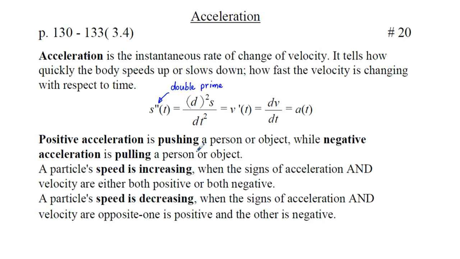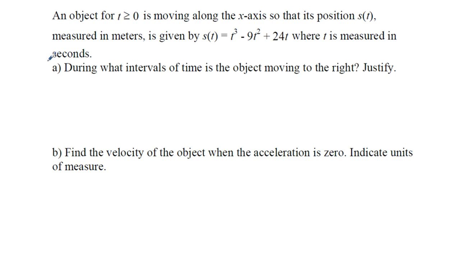Positive acceleration is pushing a person or object, while negative acceleration is pulling an object. A particle's speed is increasing when the signs of acceleration and velocity are either both positive or both negative. A particle's speed is decreasing when the signs of acceleration and velocity are opposite of each other, one positive and one negative. Now we're going to go into an application in this problem.